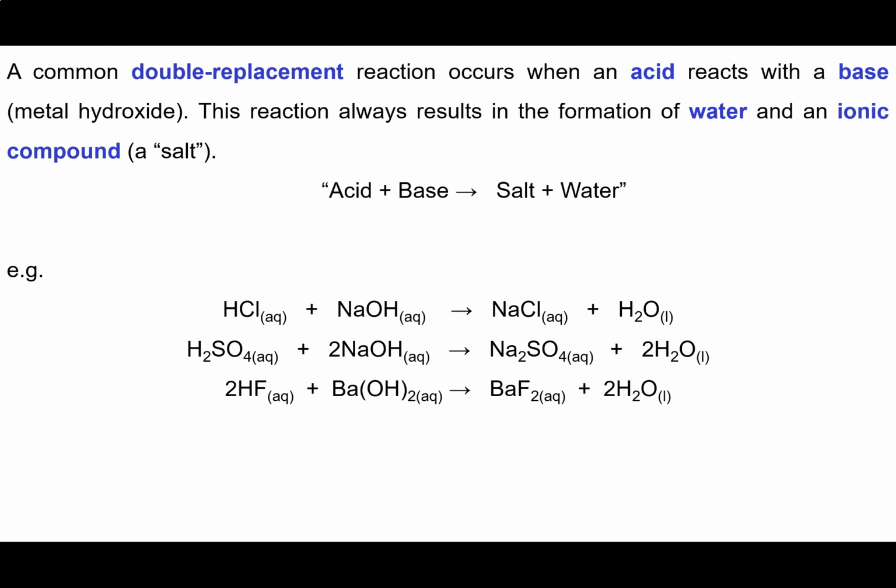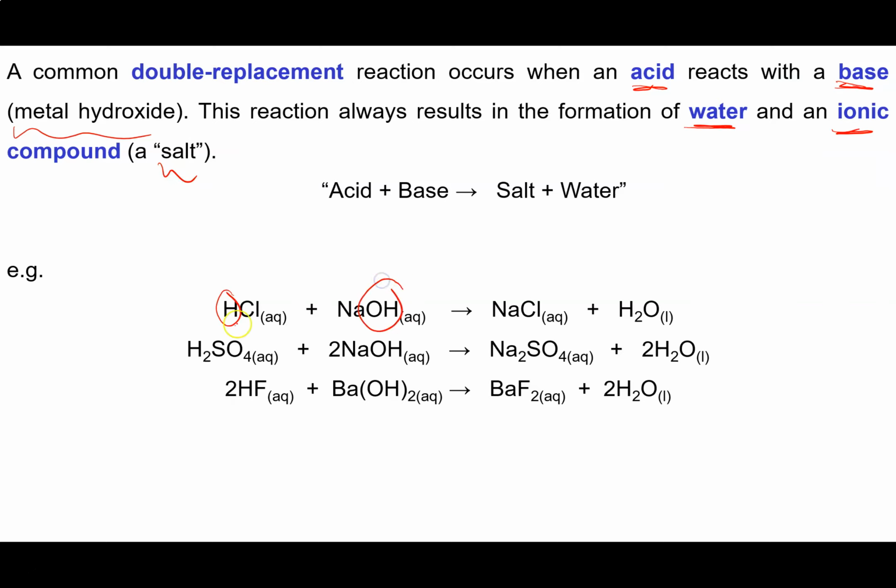All right. So there's a common type of double replacement reaction that I did mention previously. It's called an acid-base reaction. And an acid is a compound that contains hydrogen, and its formula will begin with hydrogen. And then a base is a class of compound known as metal hydroxide. So they are ionic compounds that contain the hydroxide anion. And this reaction always results in the formation of water and an ionic compound. An ionic compound is commonly referred to as a salt. So people will memorize an acid-base reaction is the following. It's an acid plus a base gives a salt and water.